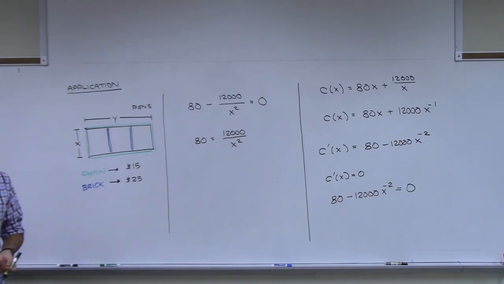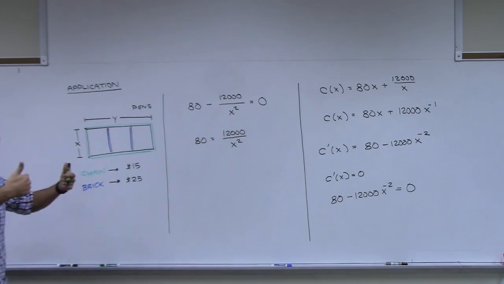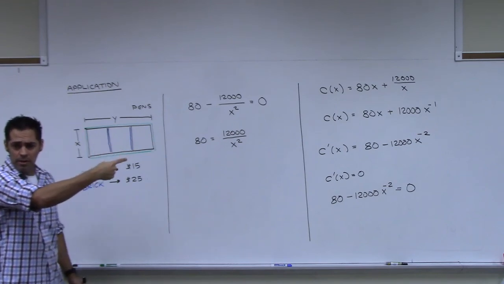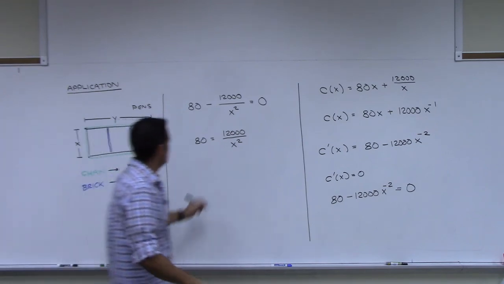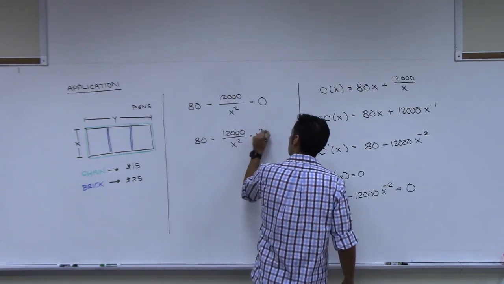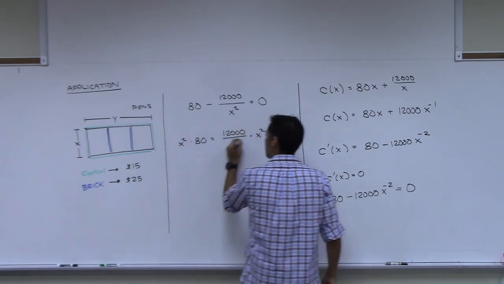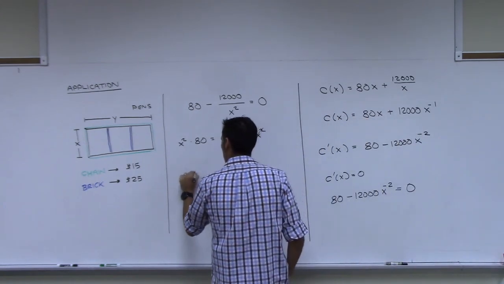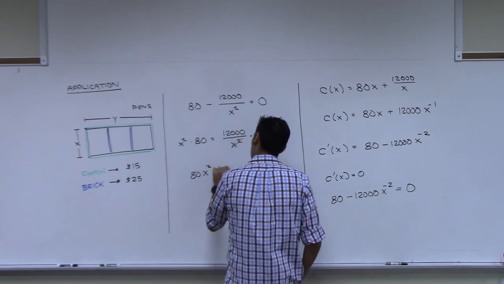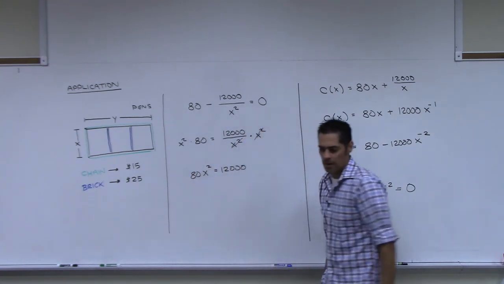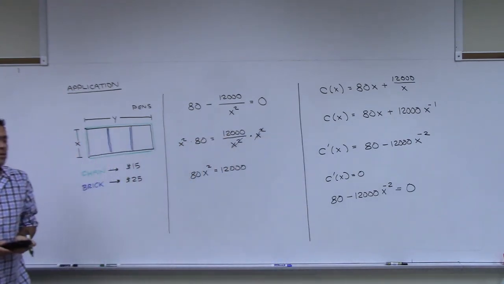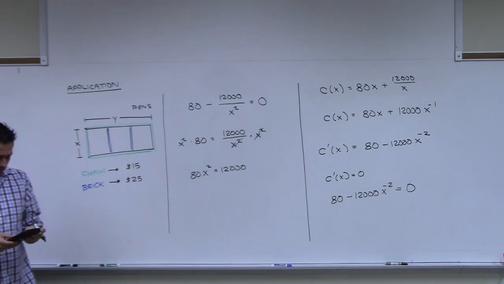Now, x is in the denominator of this equation, and I don't like it down there. I want to bring the x out of the denominator. So what I'm going to do now is clear the fractions. I'm going to multiply both sides of the equation by x squared. All right? That seemed like a legitimate move. Multiply here by x squared. Multiply here by x squared. These x squareds cancel. And now I have 80x squared equals 12,000. And I'm going to need my calculator to take a square root here in a second. I'm going to divide both sides by 80 now, right?